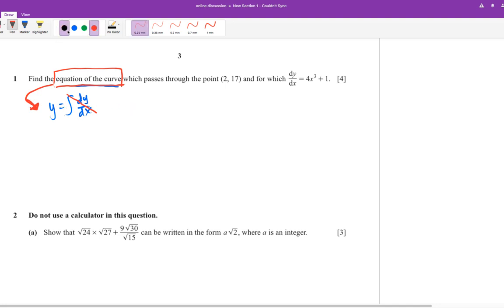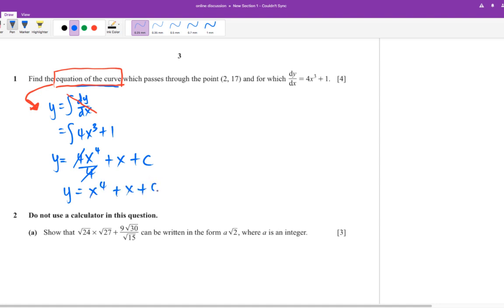So let us integrate this one. We have 4x cubed plus 1. If I want to integrate this, integration is power plus 1, so 3 plus 1, divided by the new power, plus x plus c. Then I will just simplify the 4 and 4. My y equals x to the power 4 plus x plus c. If a number is 1, it will just become the x.